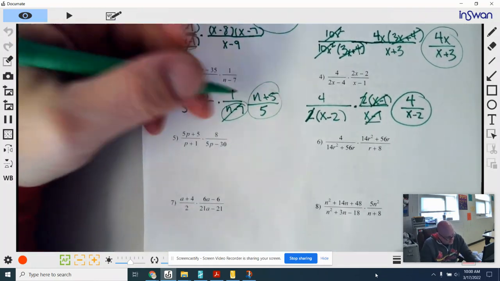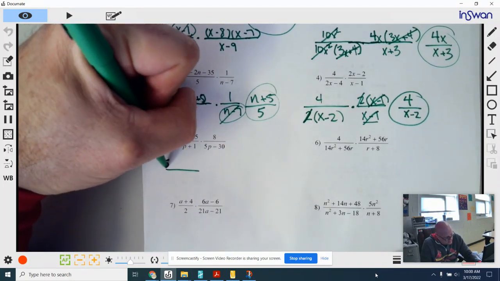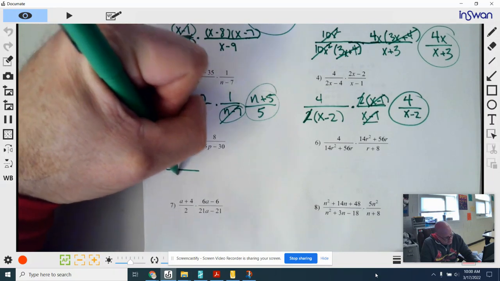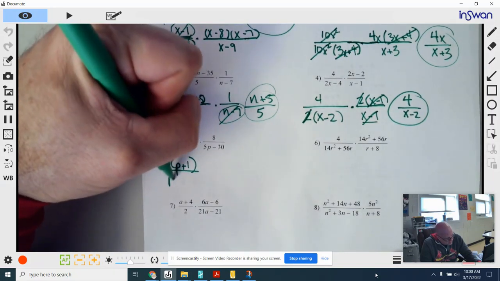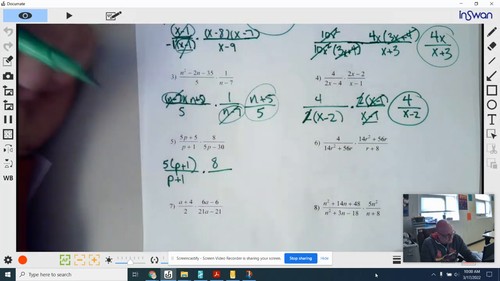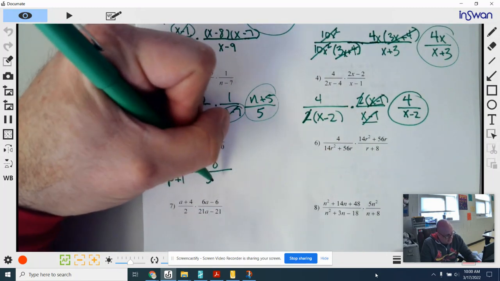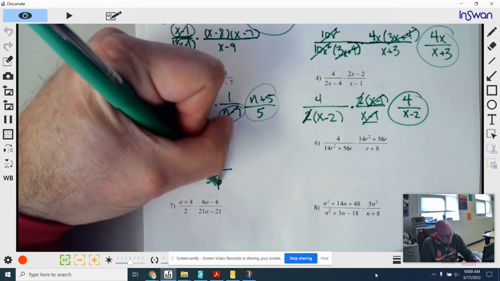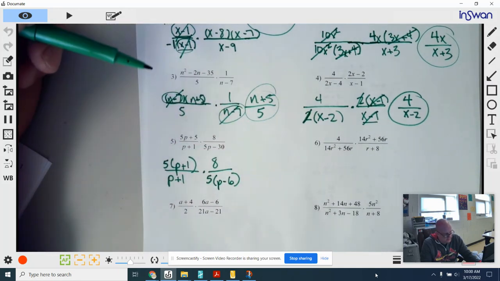Okay, number 5. Start it off. Look for your GCF up top. It's going to be a 5. So you pull it out. P plus 1 remains. On the bottom, you had a P plus 1 times the 8. And then on the bottom, 5P minus 30. 5 again is going to be your GCF. And then I put it back with a P minus 6 to equal the original.